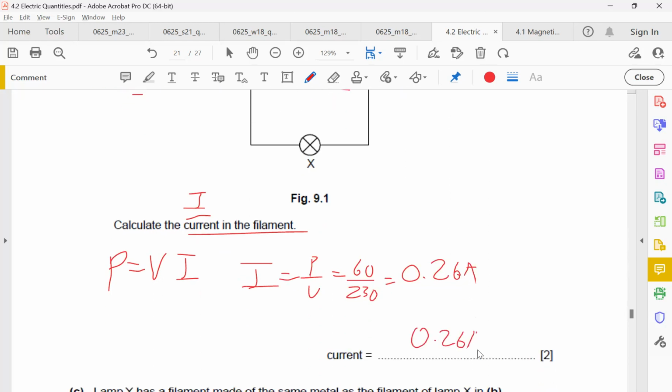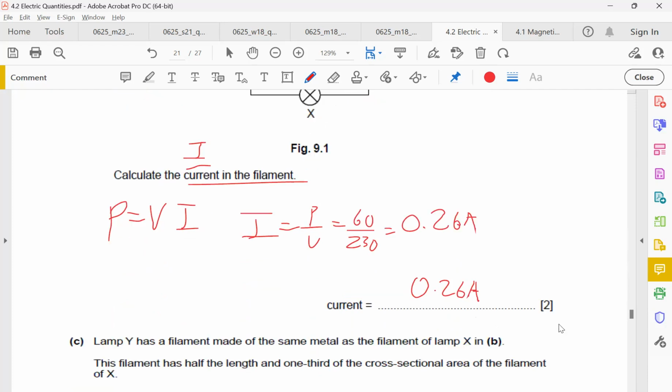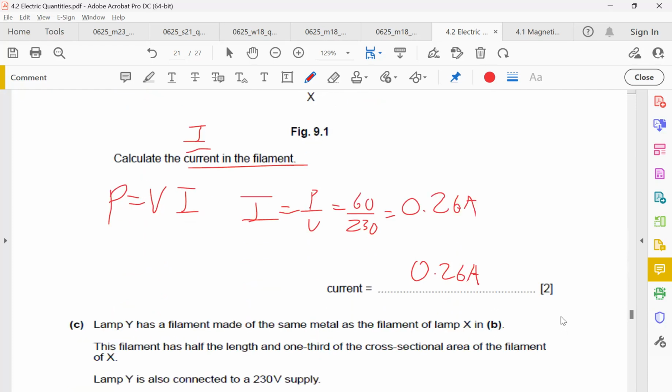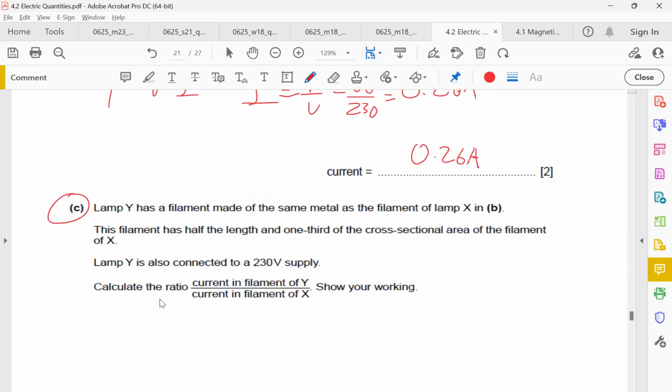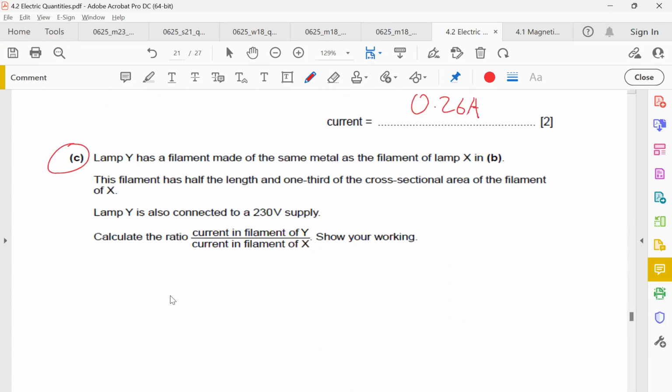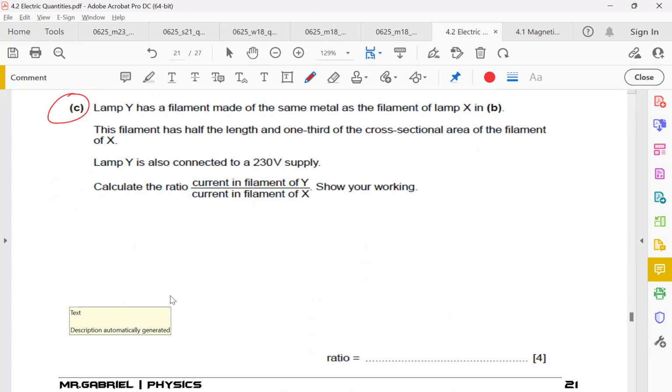I've mentioned this at least 1,000 times right now. If you still lose marks for your units, you deserve it. Okay, then this question is a relatively hard question. Can I know how many of you guys attempted it? Chidan, what did you write for the last one?